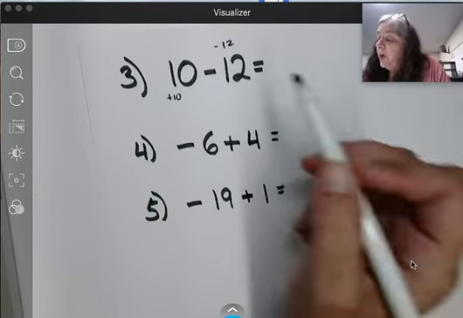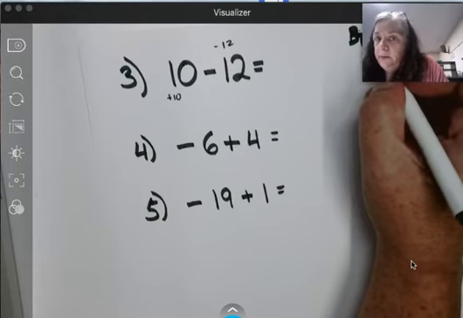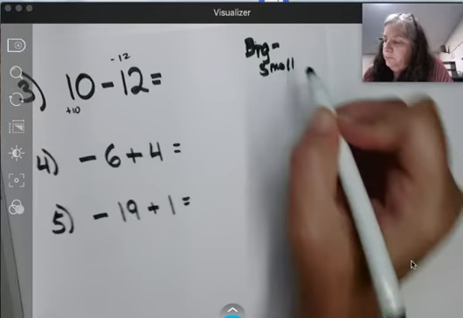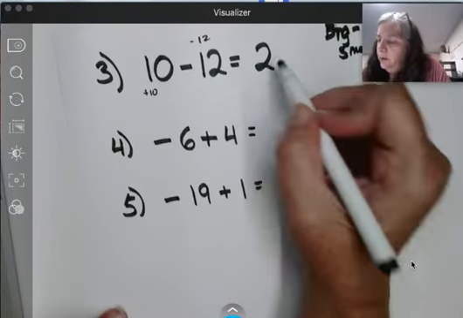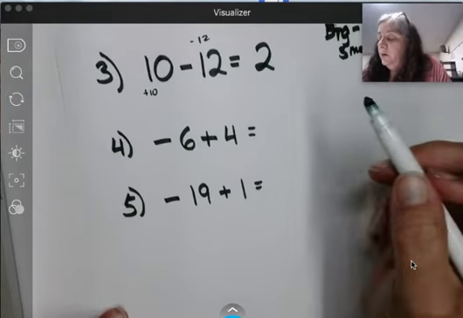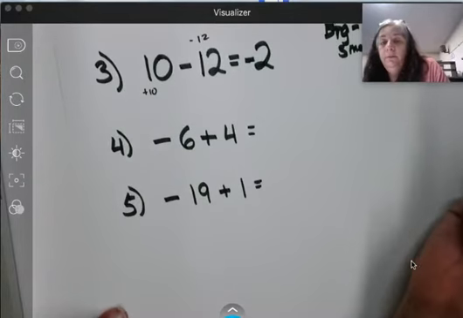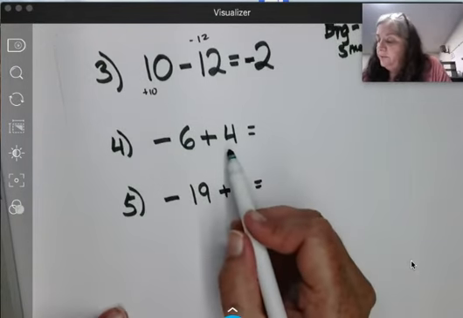Okay, so I have to subtract the big number minus the small number. So 12 minus 10, that's 2. Is it positive 2 or negative 2? Well, the big number was a negative 12, so the answer is negative 2. Boom, got it.